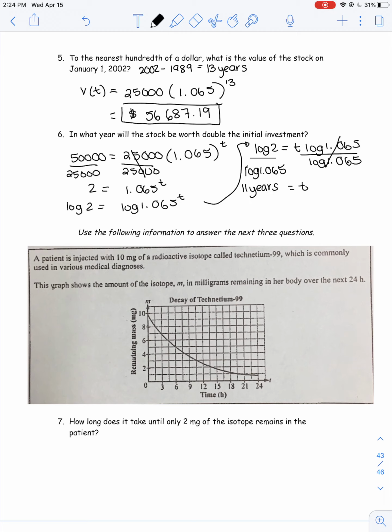Now the question is saying in what year will the stock be worth double? So we actually have to figure out what year that's going to be. So we actually have to take 1989 and we have to add 11 years to that. And that's going to give us the year 2000 as our final answer.